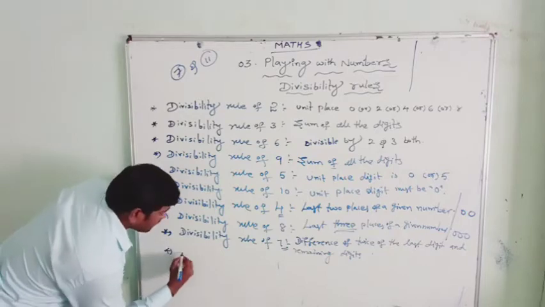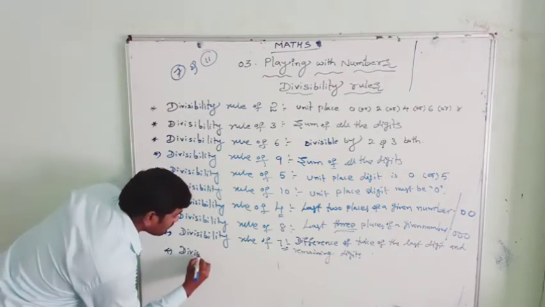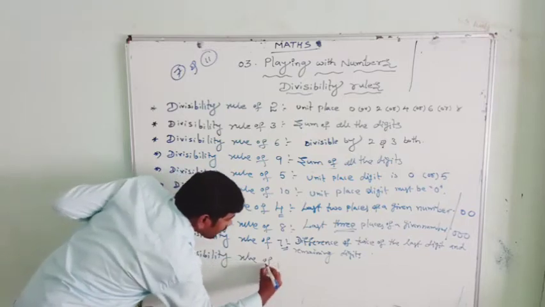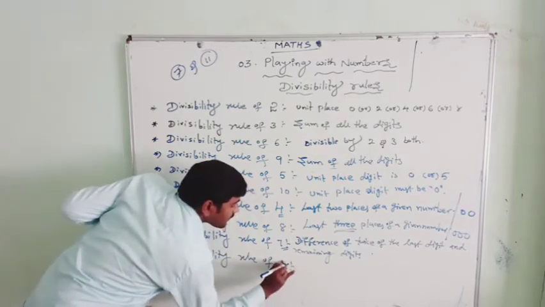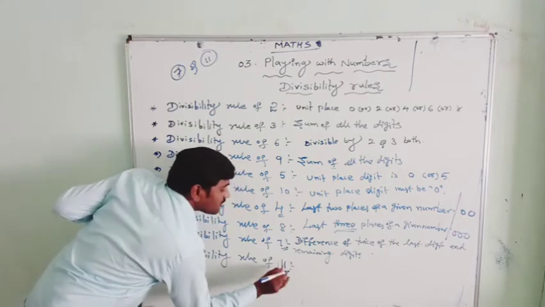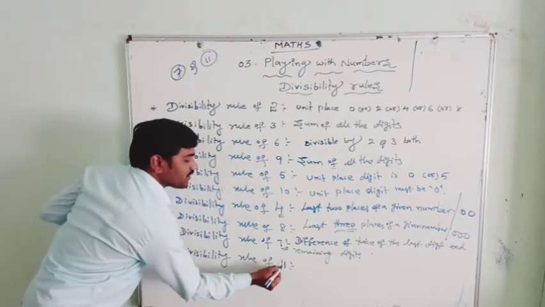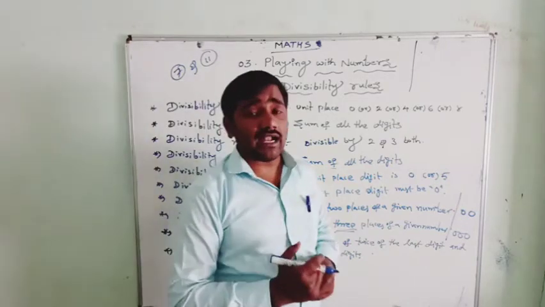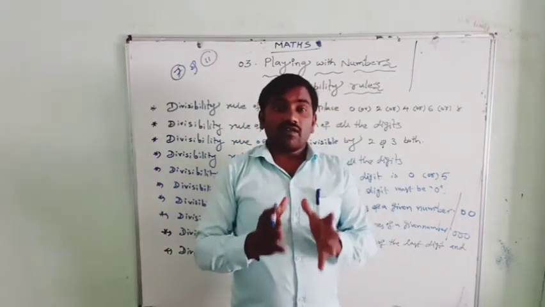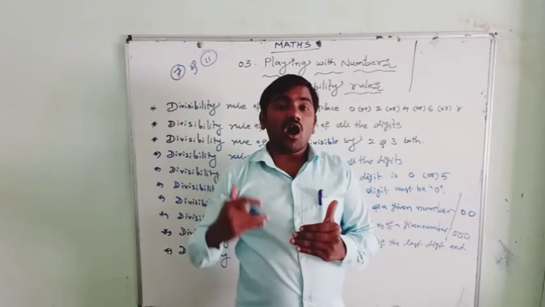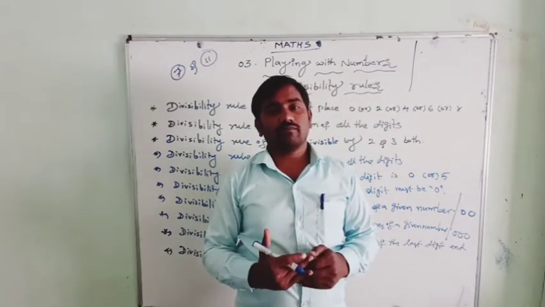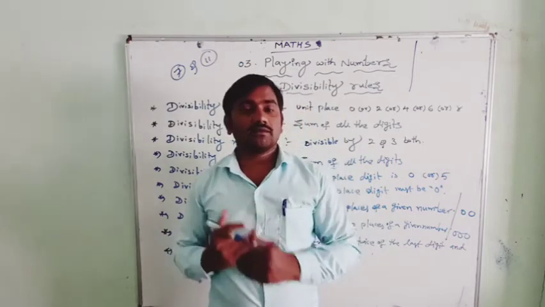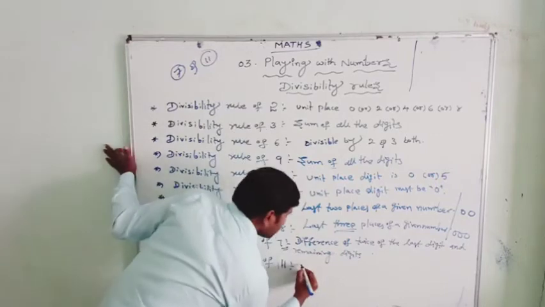And the last one, the divisibility rule of 11. What is the divisibility rule of 11? Here the divisibility rule of 11 is the difference between the sum of odd digit places and the sum of even places.